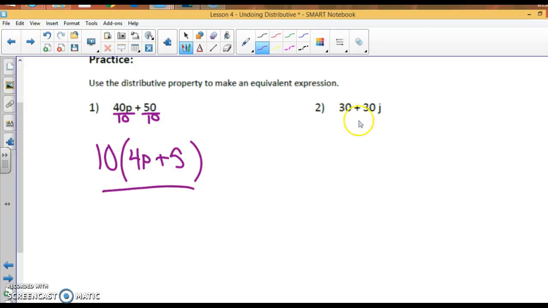What can I divide 30 and 30j by? I can divide by 30. That's what goes on the outside. So divide by 30, divide by 30. 30 divided by 30 is 1. 30j divided by 30 is positive 1j, which is just positive j.